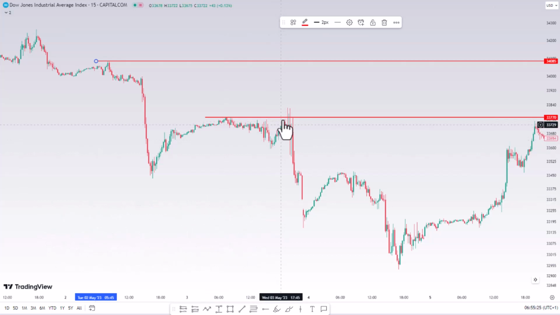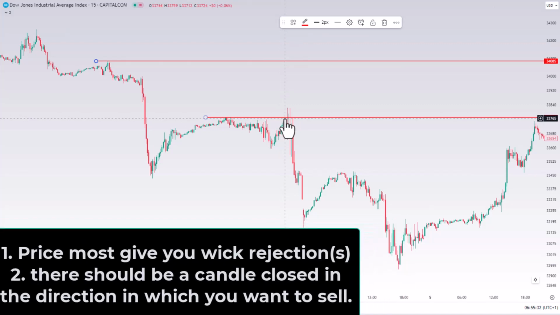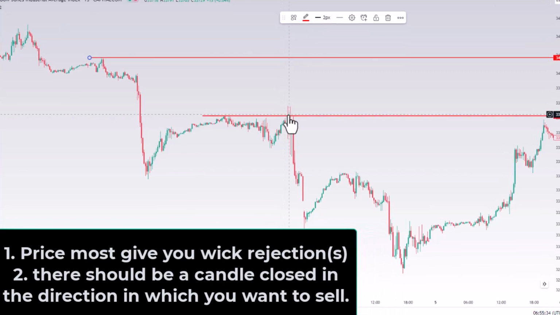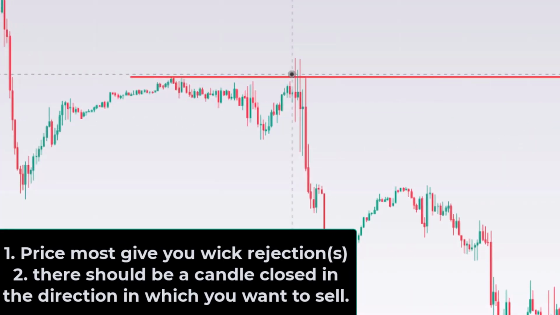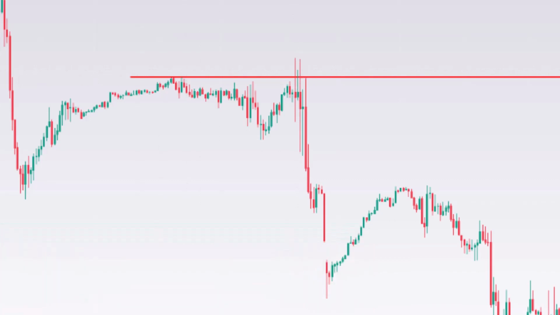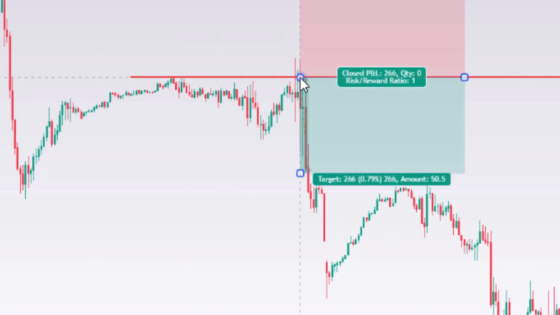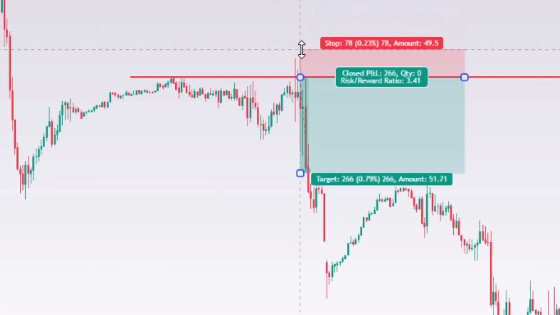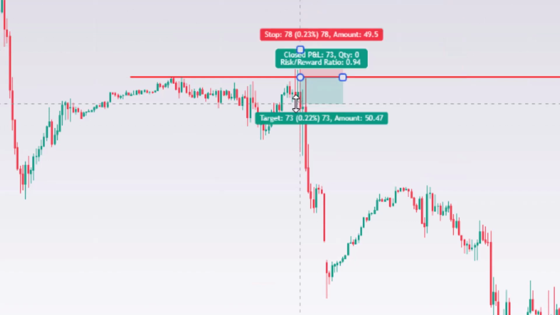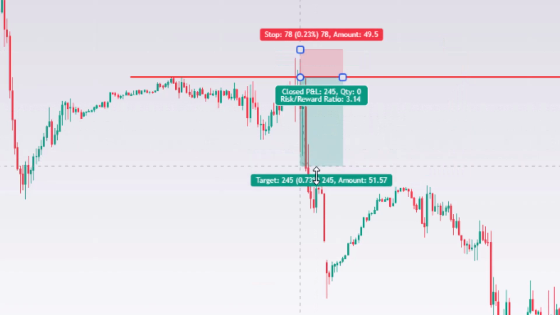As price approaches this zone, this level, what happens? Always consider two things. One, price must give you weak rejection. Two, there should be a candle close in the direction in which you want to sell. Immediately you see those two criteria being fulfilled, with no hesitation, you can take a trade with your stop loss slightly above the weak rejection which was created, and ride alongside the smart money and the market maker.